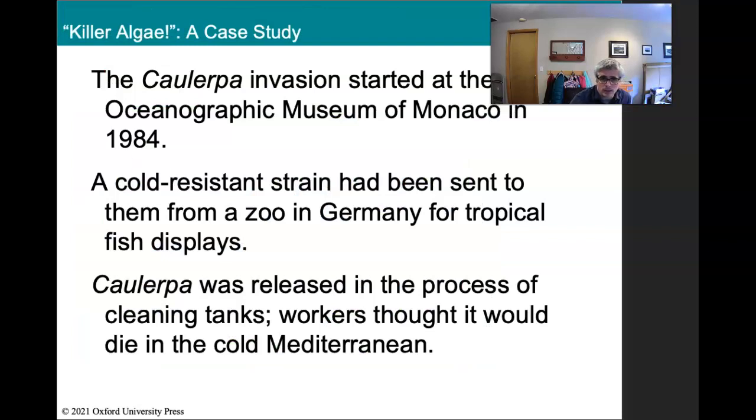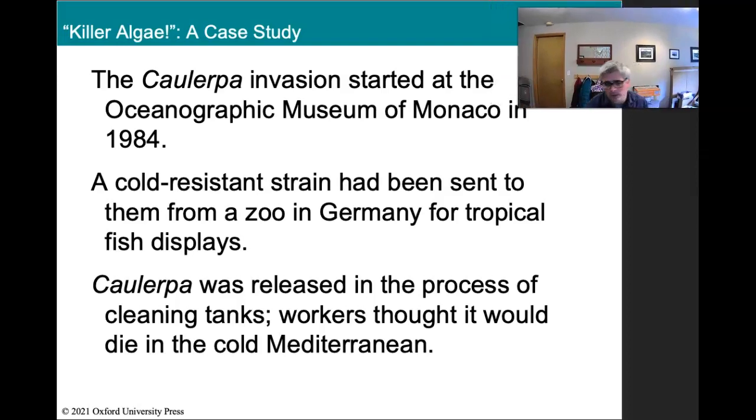And so this Caulerpa started from the Oceanographic Museum in Monaco, and it turned out to be a cold-resistant strain that had been sent to a zoo in Germany for tropical fish displays. It was released in the process of cleaning tanks. The workers thought it wouldn't survive in the cold Mediterranean. It turned out not to be the case. Based on the genetics, they can track exactly where it came from, and that's pretty interesting.